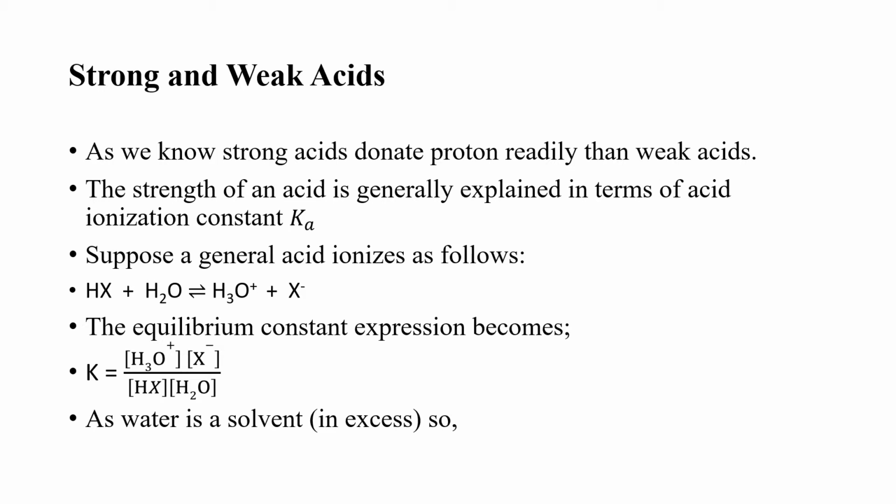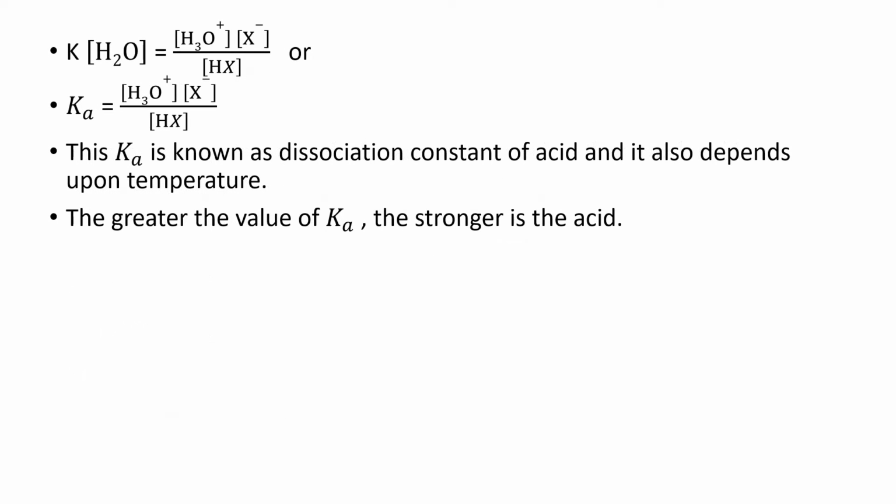Now, as we know that the water molecule is taken as a solvent and it is always in excess, we can take it to the other side of the equation, and we can express it in terms of Ka, that K times the concentration of water will be equal to Ka. That is the dissociation constant of an acid. It also depends upon the temperature, just as in the previous case when we learned the concept of Kw. Kw was also a temperature dependent constant, the ionization constant of water. Similarly, Ka is the dissociation constant or ionization constant of an acid, and it also depends upon the temperature.